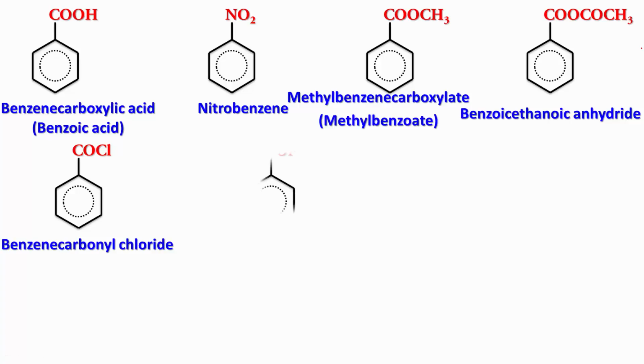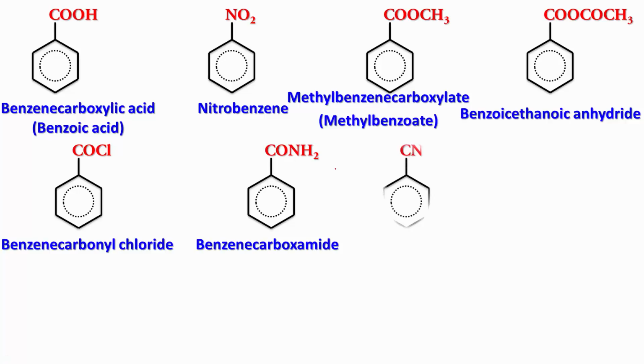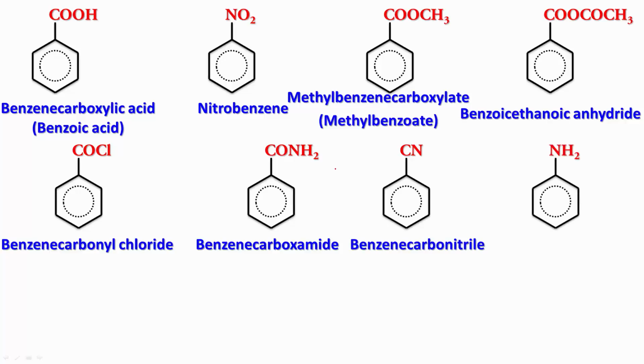Try naming this one. Remember what you call this as? Carboxamide. So it's benzene carboxamide. What would you call this one? Remember cyclic nitriles? Benzene carbonitrile. What would you call this one? Benzene amine. Remove the last E. Benzenamine or aniline.